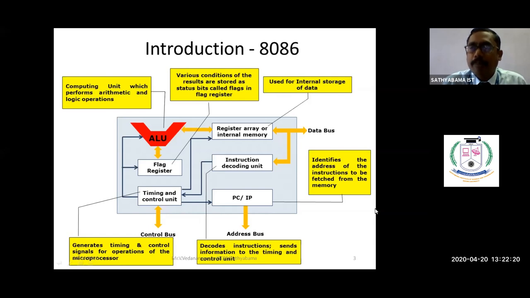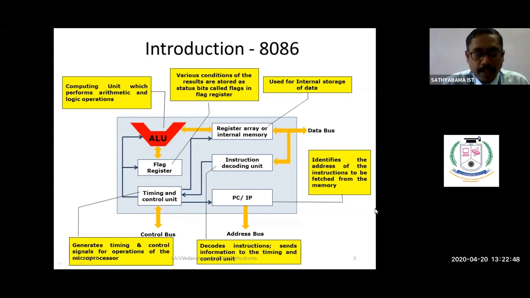That is the TRAP flag, TF, the interrupt flag, IF, and the directional flag, DF. These 3, IF, DF, TF, are used to control. Especially the TRAP flag is used to check whether the microprocessor is in execution mode or debugging mode. So we have these 3 control flags and 6 status flags mainly.